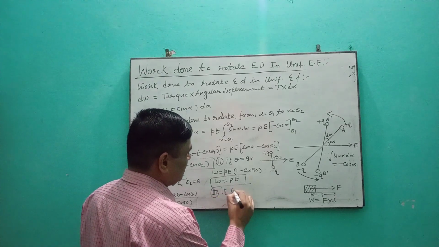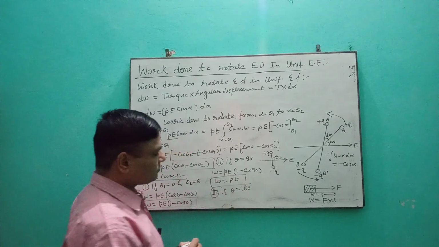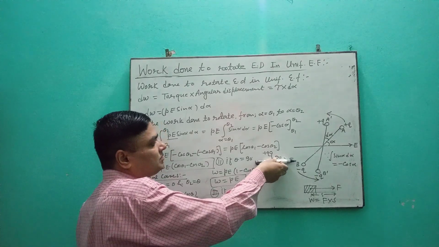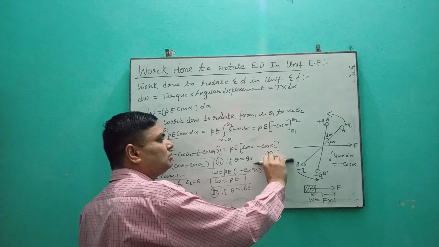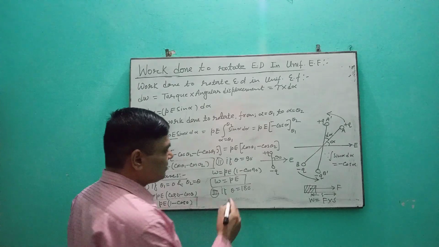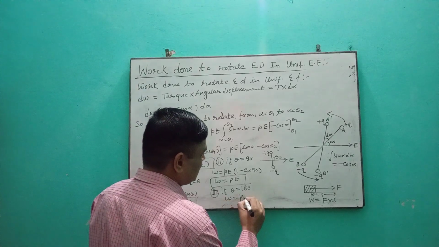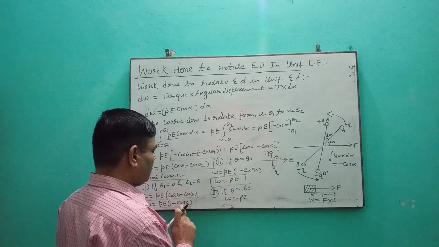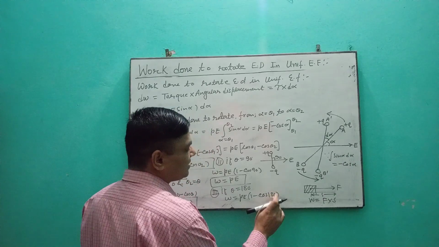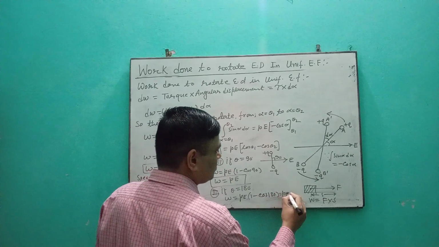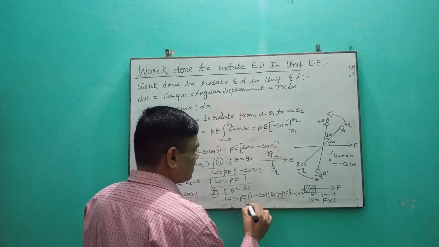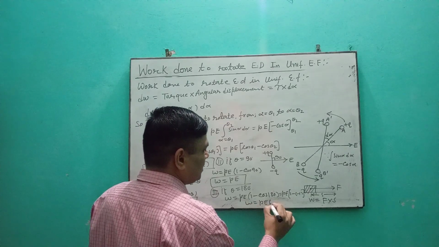Third special case, if theta is equal to 180 degree. If theta is equal to 180 degree, it means initially the electric dipole is like this, we have rotated it through 90 degree and again rotated it through 90 degree, that is, we have totally rotated it through 180 degree. So the work done will be W is equal to P into E into 1 minus cos 180. Cos 180 is minus 1. So it will be P into E into 1 minus minus 1, and this will be plus 1. So W is equal to P into E into 2.